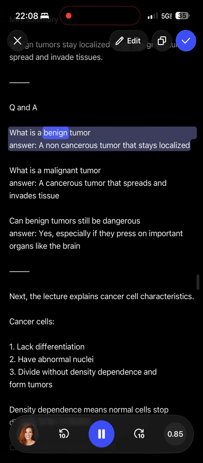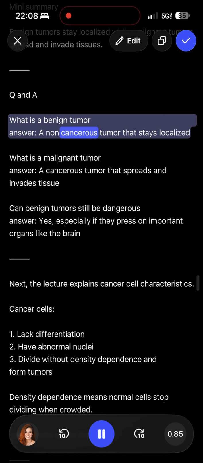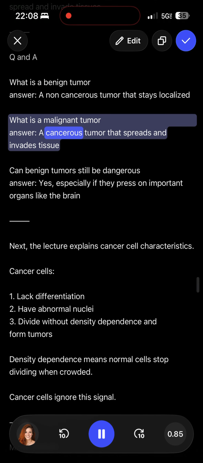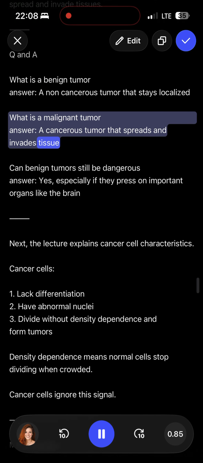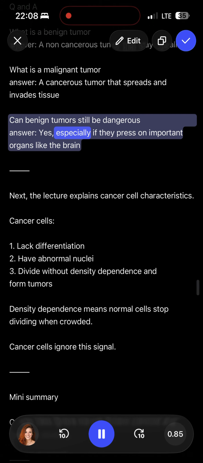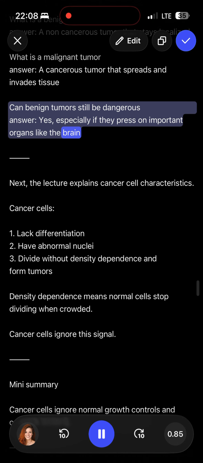Q&A. What is a benign tumor? Answer: a non-cancerous tumor that stays localized. What is a malignant tumor? Answer: a cancerous tumor that spreads and invades tissue. Can benign tumors still be dangerous? Answer: yes, especially if they press on important organs like the brain.